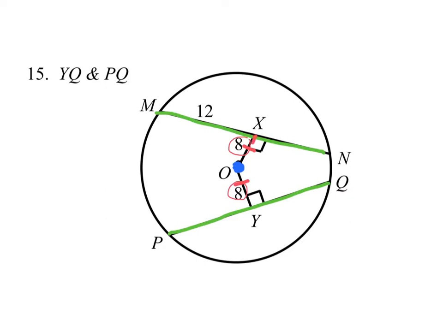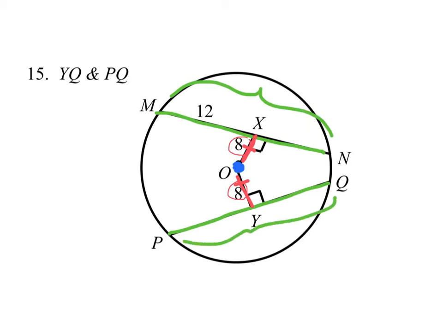I know that because the distance from that first MN green segment to the center is 8, and same with this second one. They're both 8 units from the center, and that tells me that those two are going to be congruent. So this whole segment, MN, is going to be congruent to the whole segment PQ.